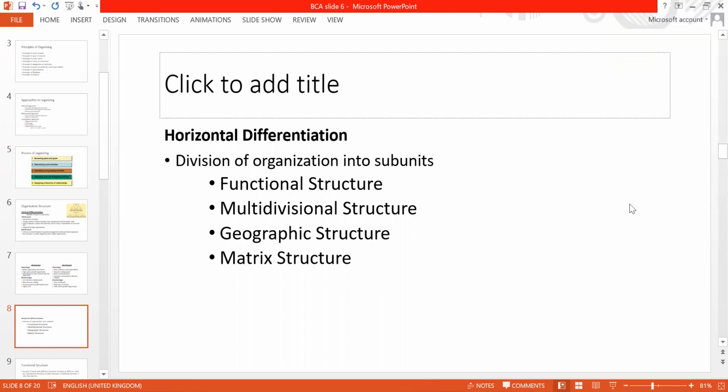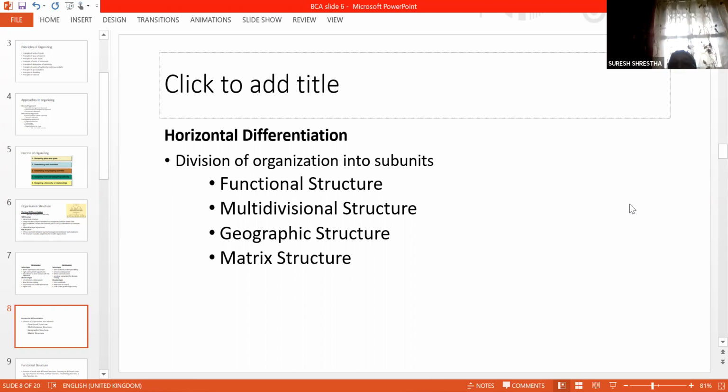Yes, sir. हैन? अब vertical differentiation भनेको यो तहहरु, the layers धेरै राखेर हामीले structure गर्यो भने vertically differentiated. If you have not too many layers नराखिकन structure गर्यो भने then you are less vertically differentiated. This class will end in 10 minutes.